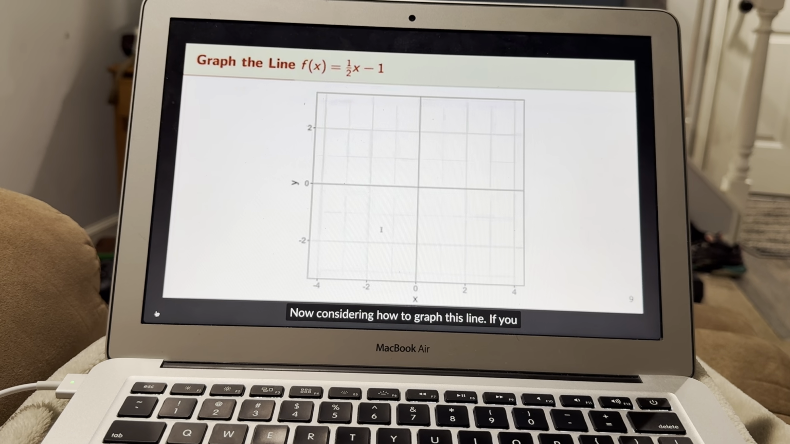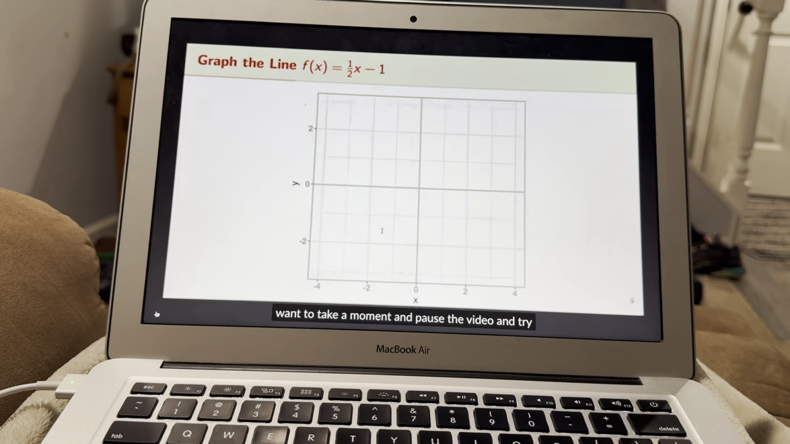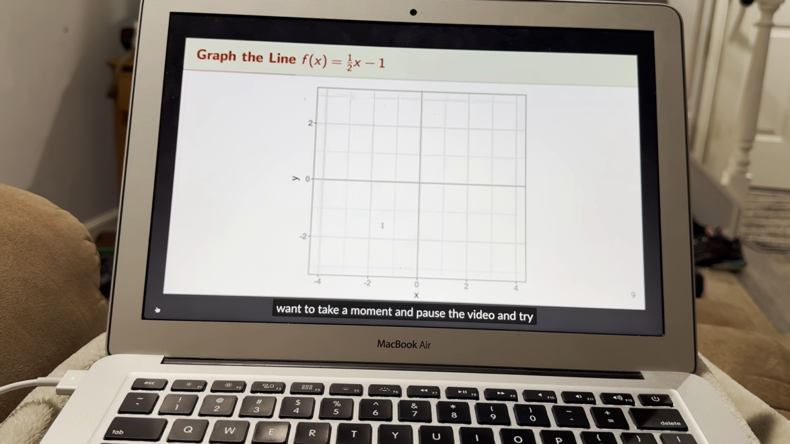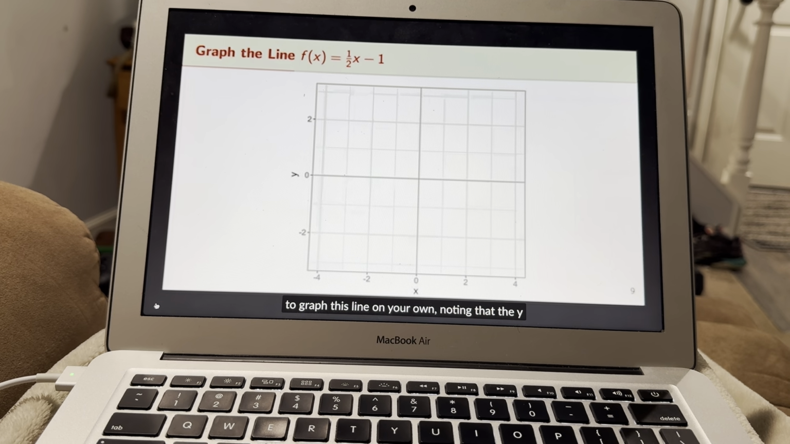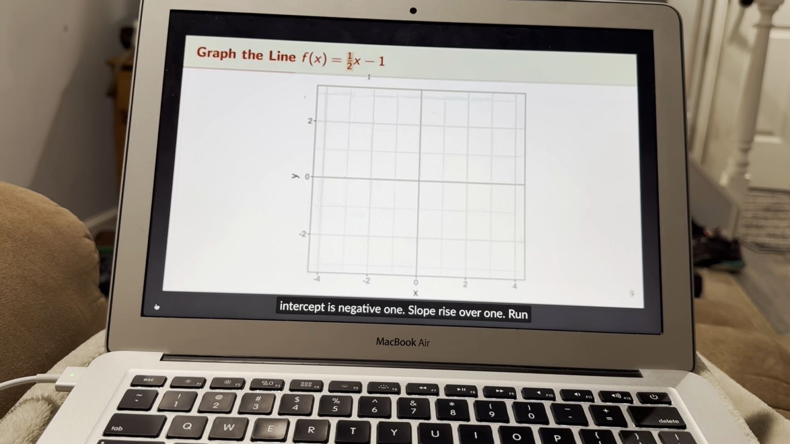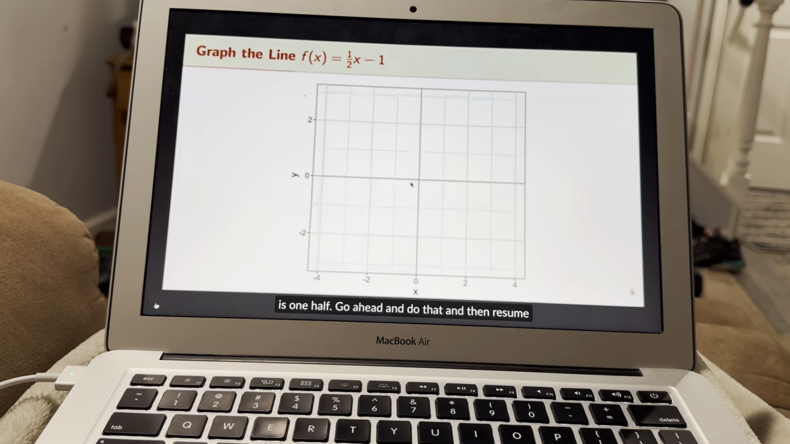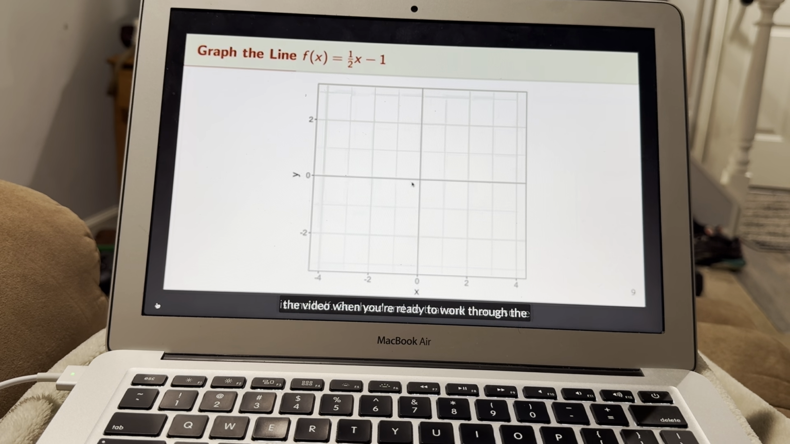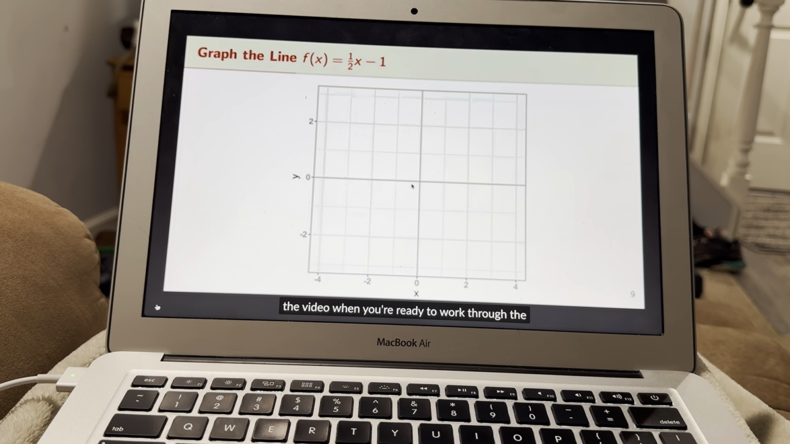Now, considering how to graph this line, if you want to take a moment and pause the video and try to graph this line on your own, noting that the y-intercept is -1, slope rise over run is 1/2, go ahead and do that, and then resume the video when you're ready to work through the problem together.